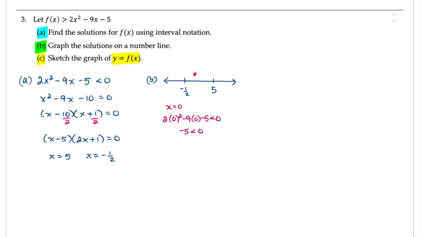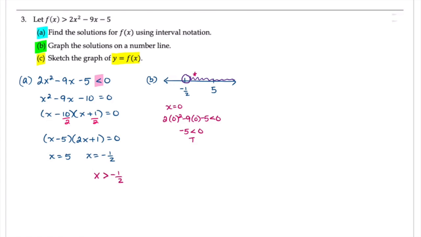So I get -5 is less than 0, which is clearly true, and that means that x must be greater than -1/2, not or equal to. Why not or equal to? Because we were dealing with just a less than symbol. So I am going to go to my number line, not included, and all numbers that are greater than.